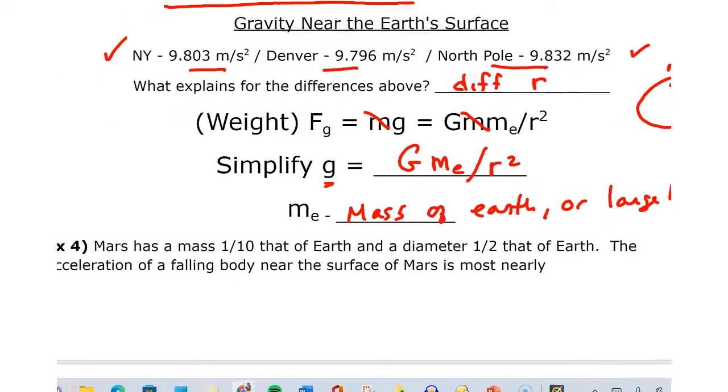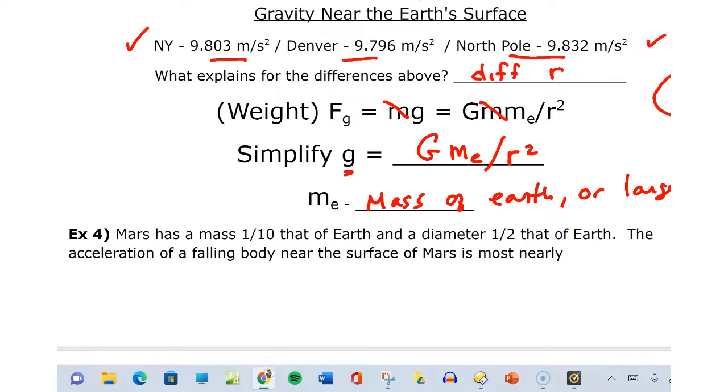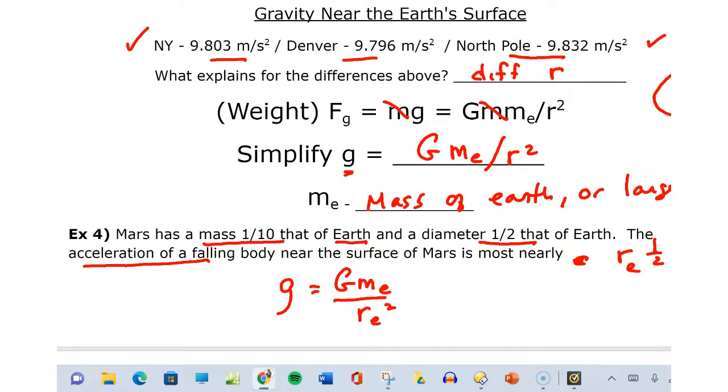Like I said, you won't be plugging into this. So Mars has a mass of 1/10 of the Earth, and its diameter is 1/2 of the Earth. If its diameter is half of the Earth, its radius is also half of the Earth. Okay, so how does this go? Well, we're looking for the acceleration of a falling body. g equals GM over r squared for the Earth. g of the Earth looks like that.